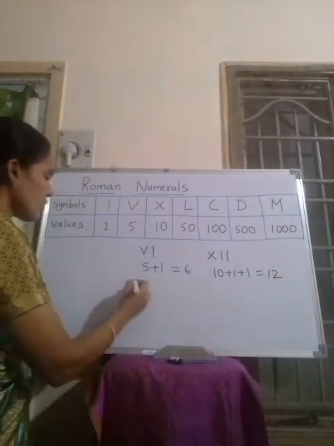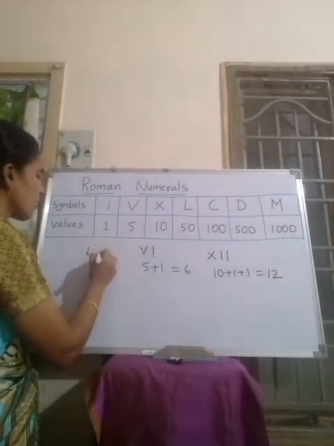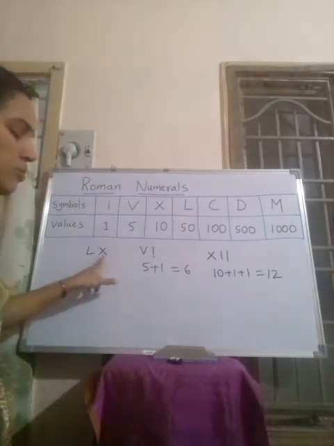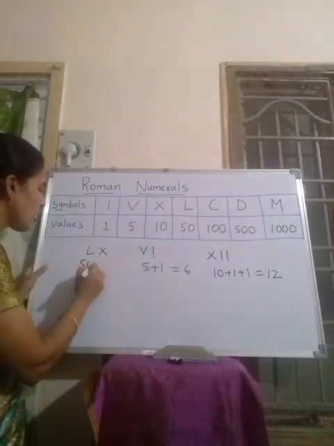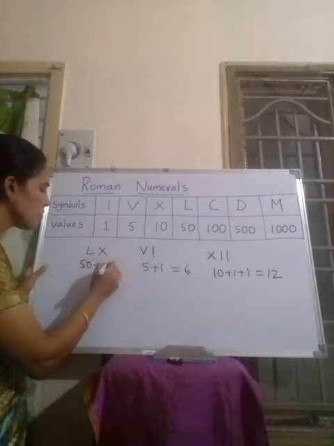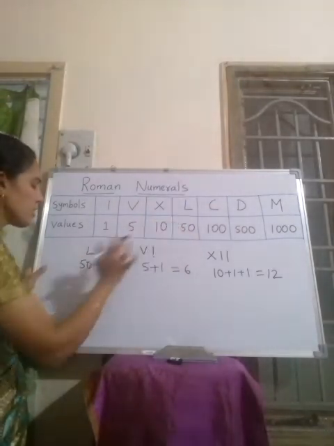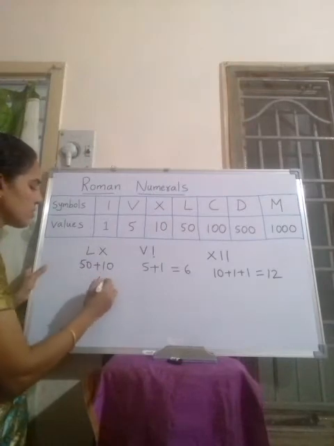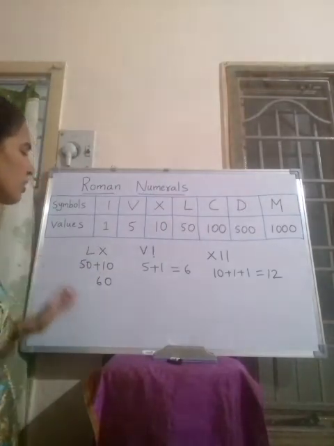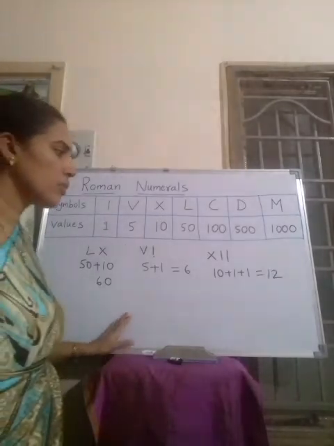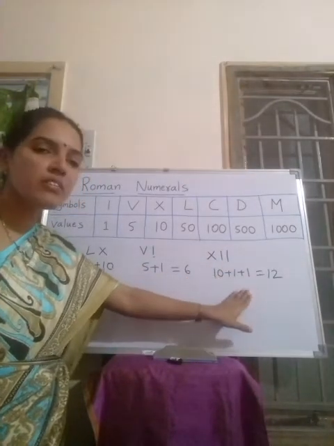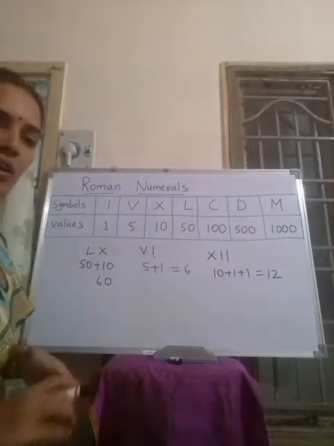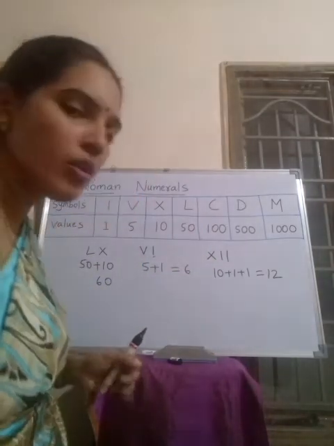Okay, and let's take the example LX. X is smaller than the symbol L, so we have to add that symbol's value to this 50. L's value is 50. 50 plus 10, that is 60. Okay, this is the rule of addition. If the smaller symbol is on the right-hand side, we have to add the symbol's value to the larger symbol. Now next we will see the rule of subtraction.